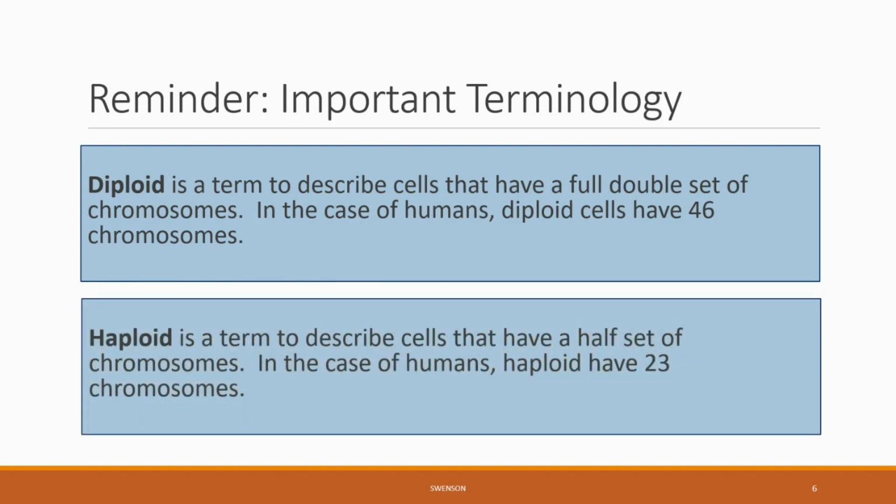Haploid comes from the root words half and chromosomes, having half as many copies. In other words, these cells have a single copy of each book for a total of only 23 chromosomes.